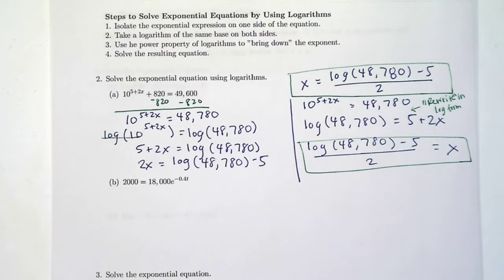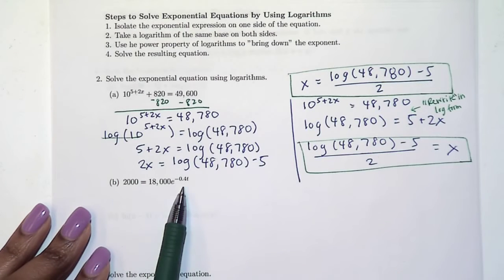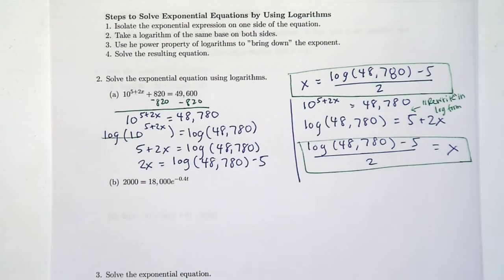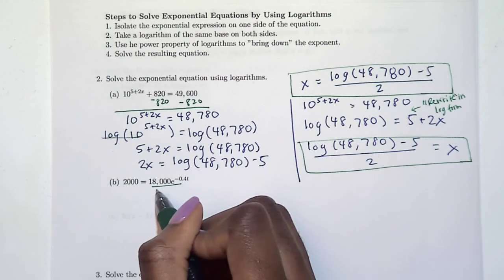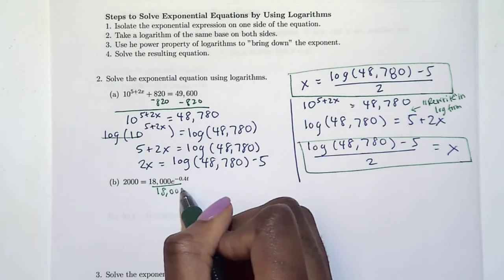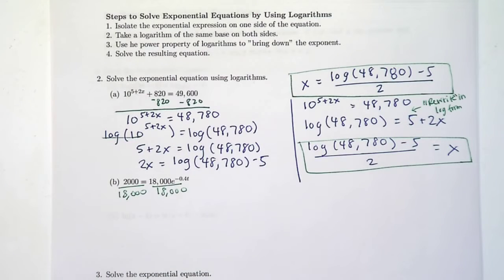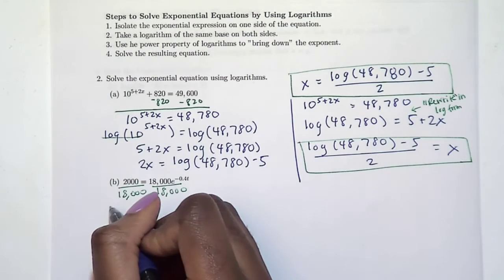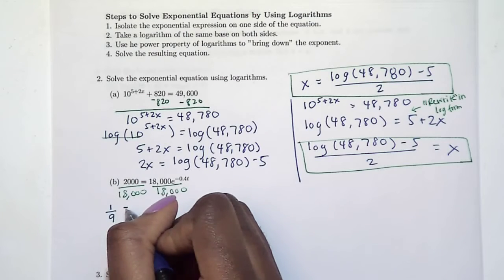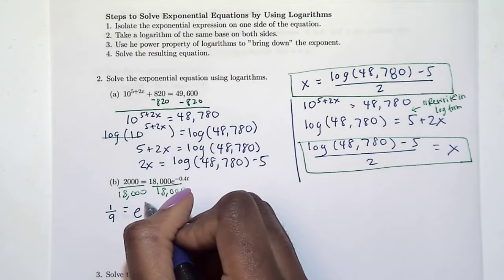All right, let's look at another example. So here, again, we want to isolate the exponential part. That's the e raised to the negative 0.4t. So the thing we need to do is get rid of this 18,000. So we need to divide both sides by 18,000. All right, so if you simplify this, you'll get 1/9 on this side, and on the other side, e to the negative 0.4t.